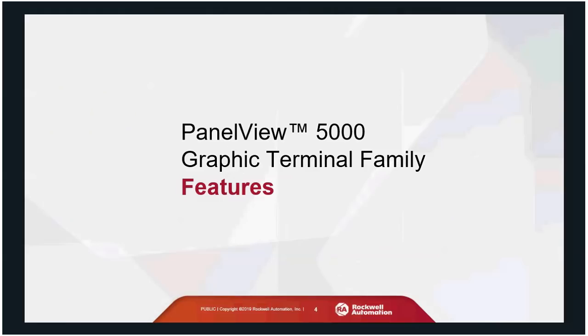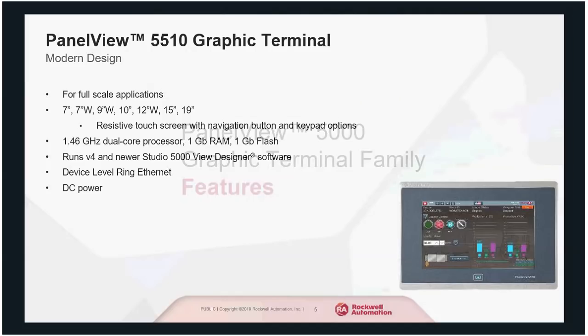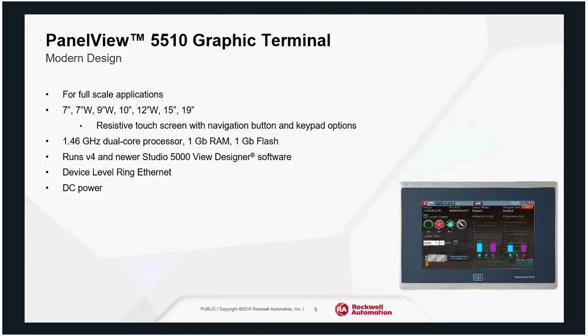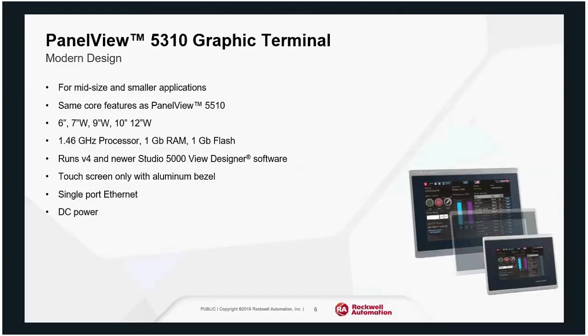So let's just talk about some features of the PanelView 5000. 5510 has a wide array of screen sizes, has 2 ports for supporting DLR. You can see the specifications for the processor and RAM there. And likewise, 5310 is very similar, a little bit less array of screen sizes, but still nonetheless a wide array of screen sizes. Supports only one Ethernet port, so does not support DLR. And doesn't have a keypad option or a physical navigation button. So that's some minor differences between the two.